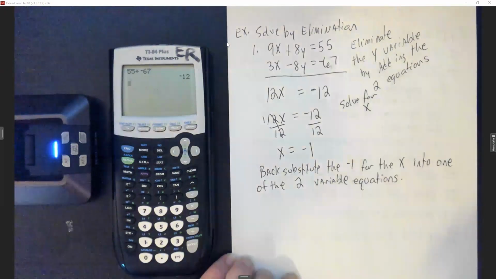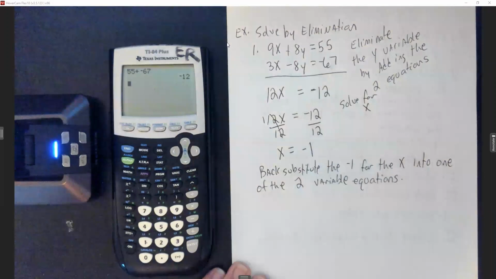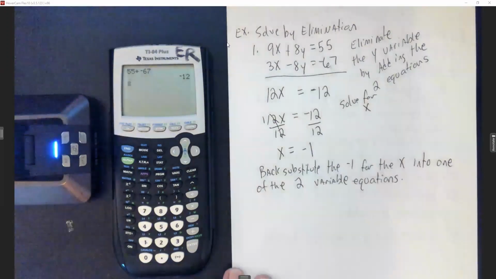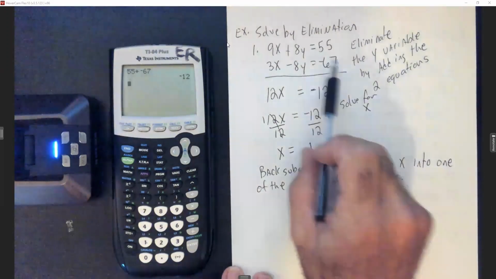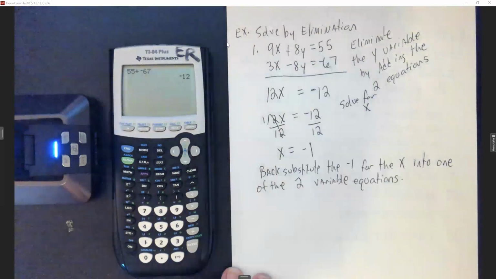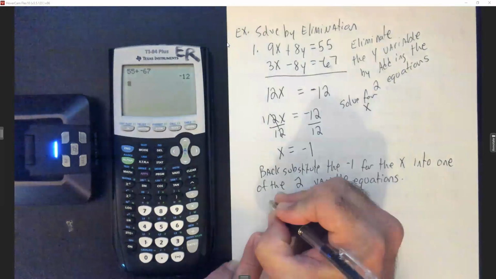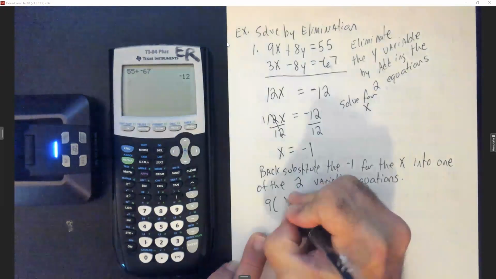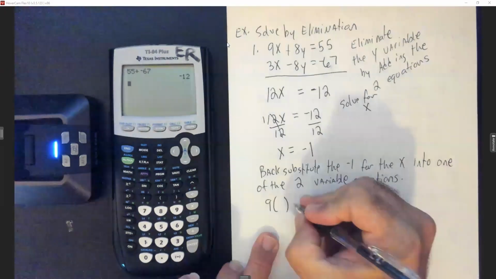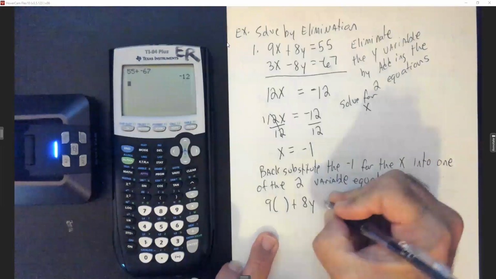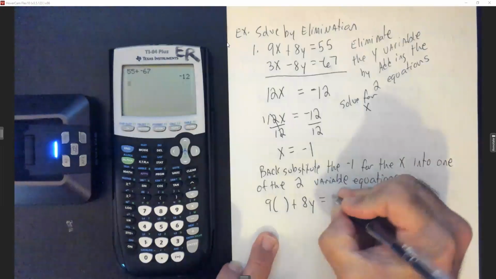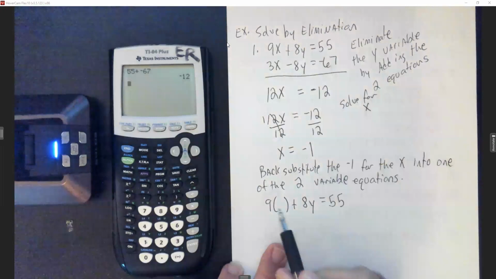And it doesn't matter which one you pick. I sort of look at them and try to find the easiest one, but both of them are fairly similar. So I'm just going to take that first one, and I'm going to bring down my 9x plus 8 times a y is going to equal 55. And in place of the x, we're going to put the negative 1 that we just got.